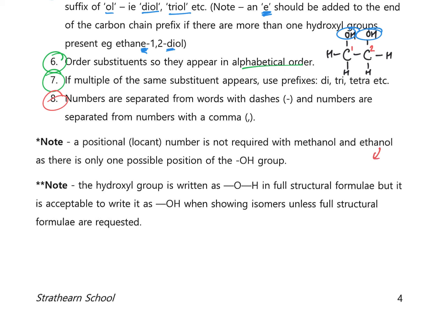Though that is only if it's ethanol, if there's one OH group. But if there's two OH groups, as we saw above with ethane-1,2-diol, then you do need a locant number.